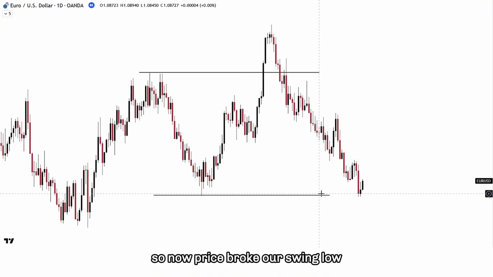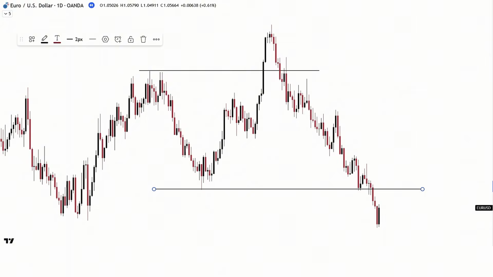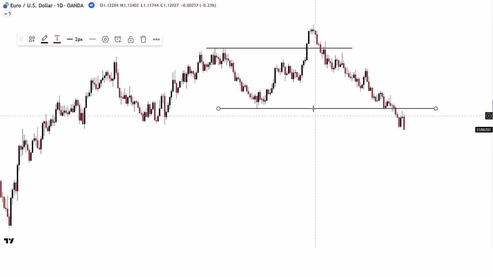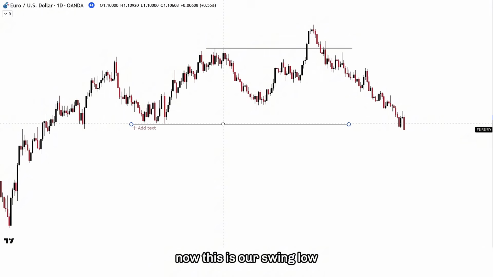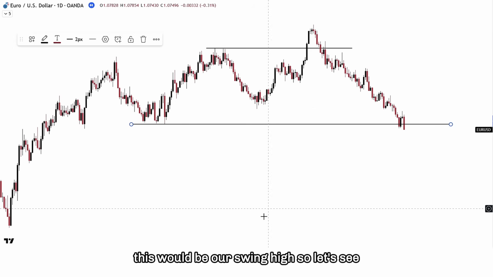So now price broke our swing low. We're going to see if price does head back inside of the range. Let's continue to the downside. Now this is our swing low. If price comes back inside of this swing low, this would be our swing high. So let's see.